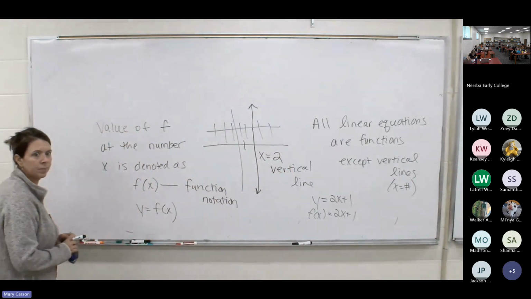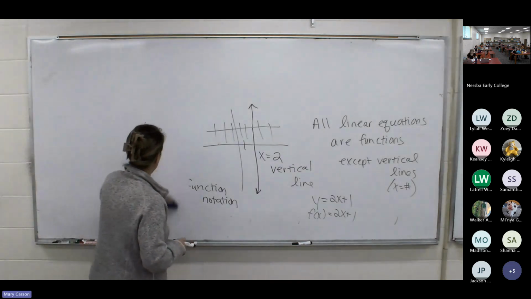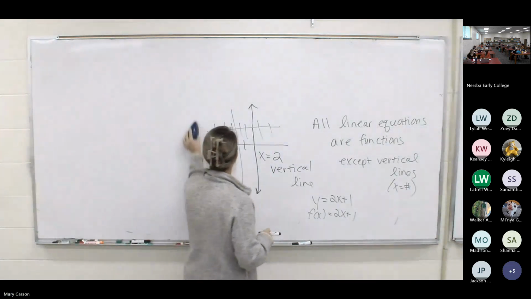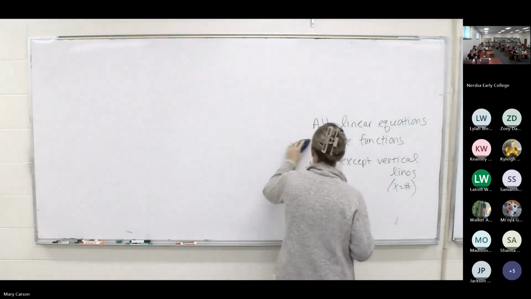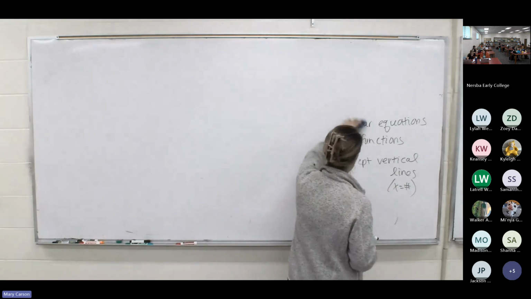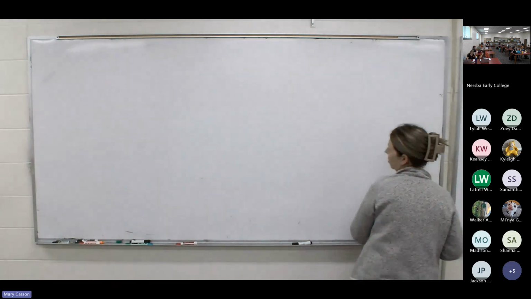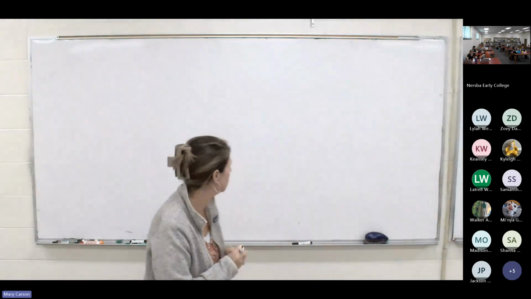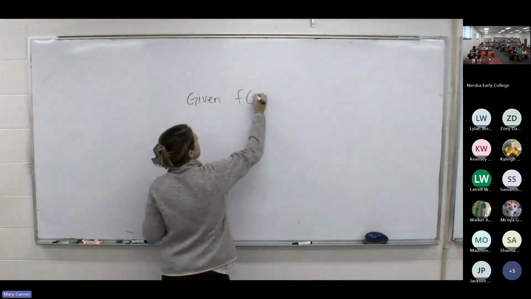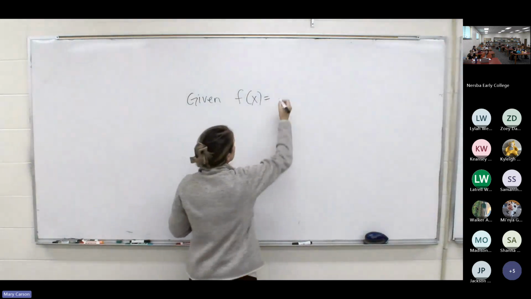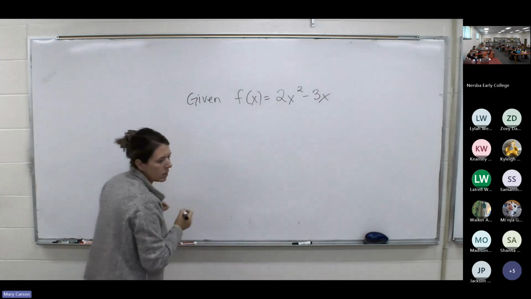All right, so let's look at a problem where we're going to use function notation. Function notation, again, is just another way to write stuff, and it tells you it's already a function. So let's say I've given you guys f of x equals 2x squared minus 3x. And then I'm going to find these different parts.